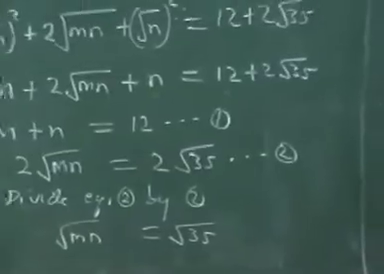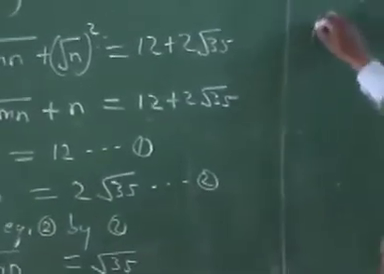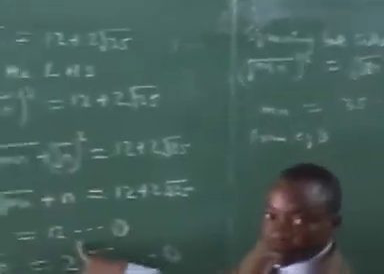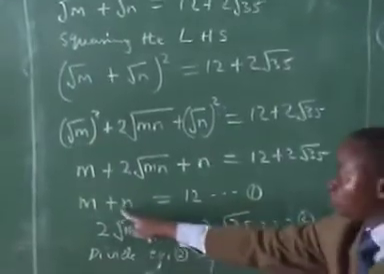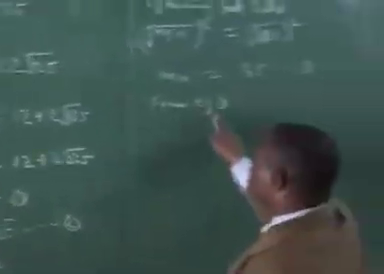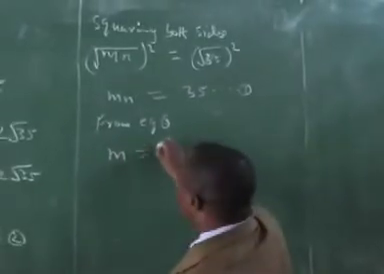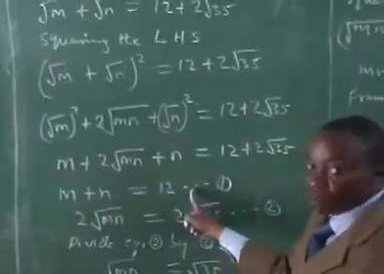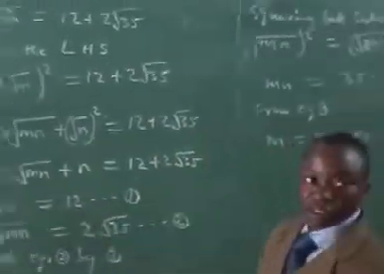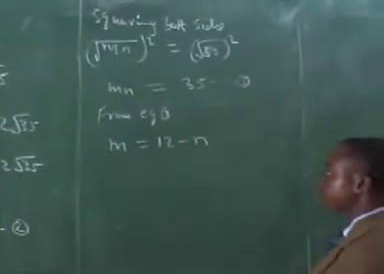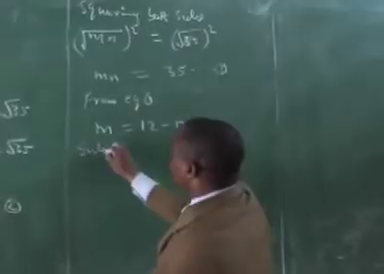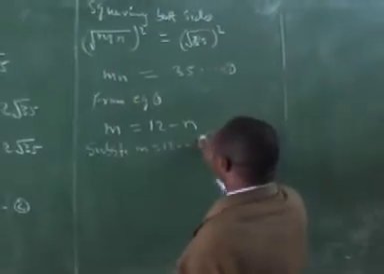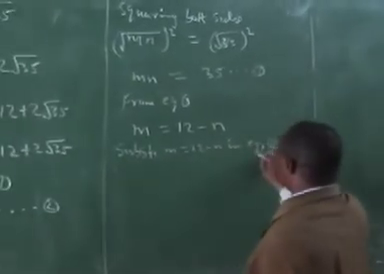Alright. Now from equation 1, m plus n is equal to 12. From equation 1, m will be equal to 12 minus n. That is, if I take this one to this side, I will have that m is equal to 12 minus n. And if that is done, I'm going to substitute m is equal to 12 minus n in equation 2.